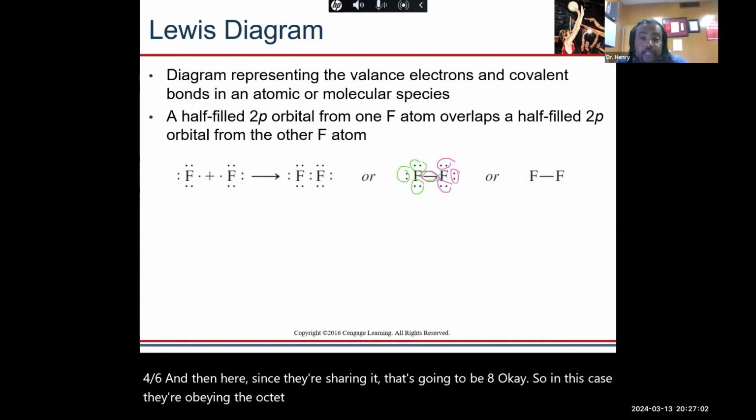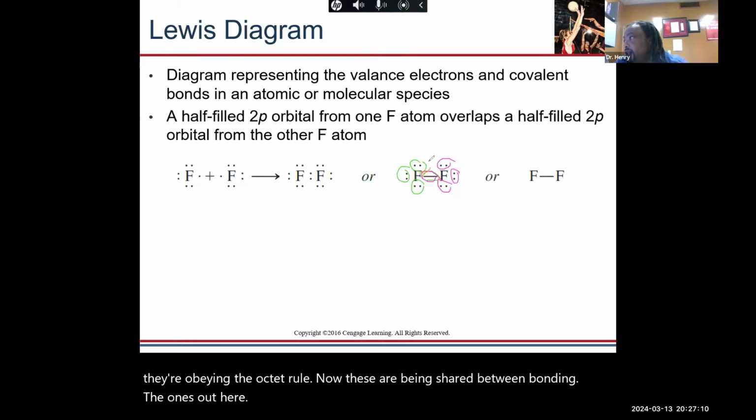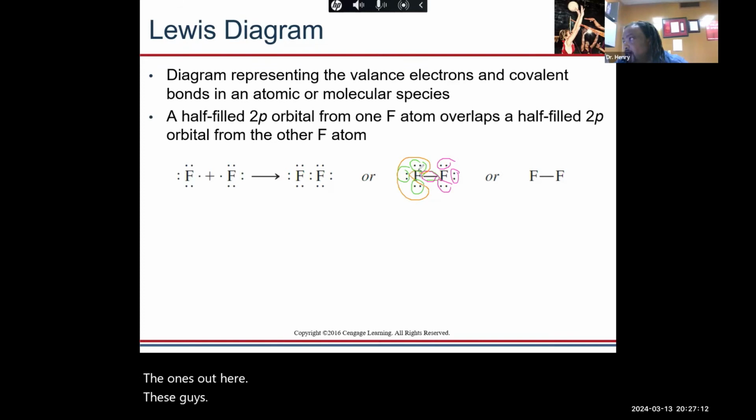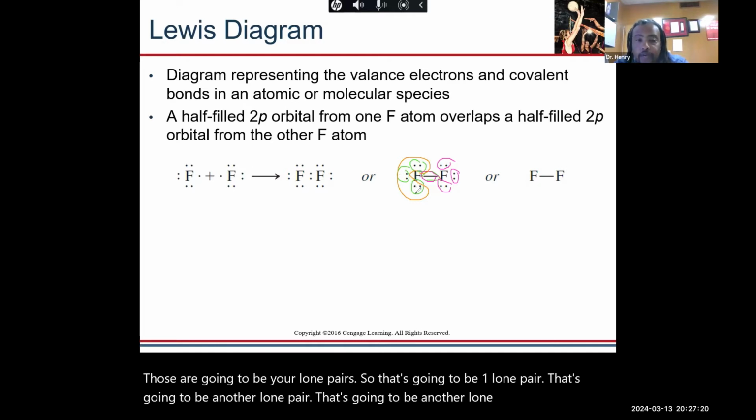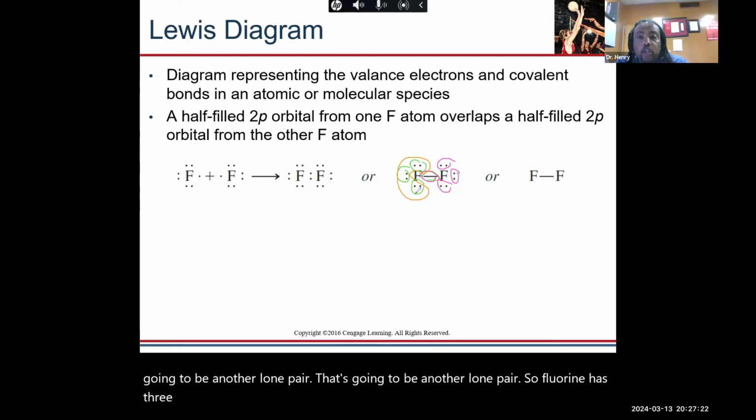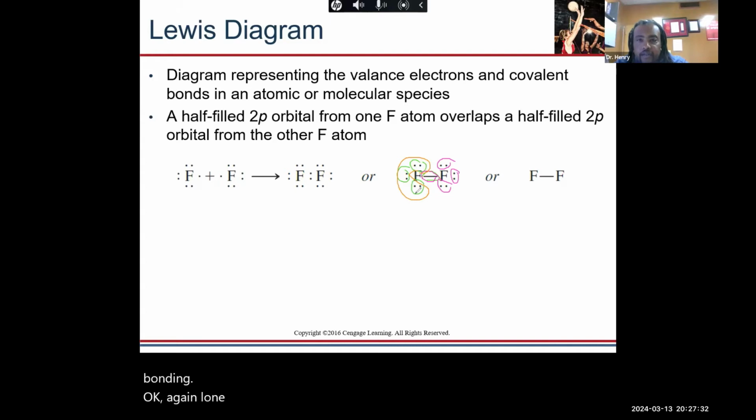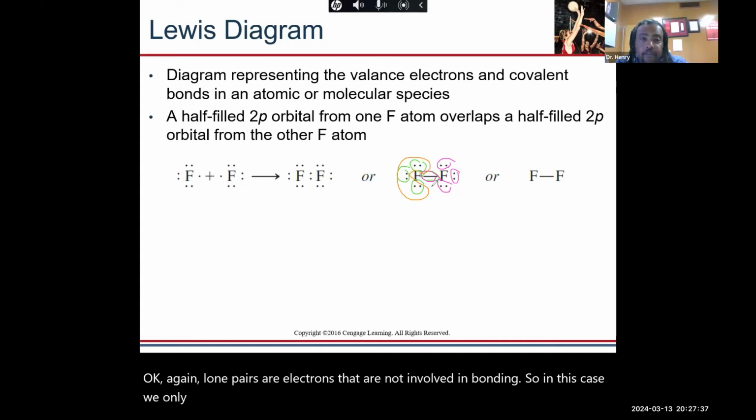Now, these are being shared between bonding. The ones out here, those are going to be your lone pairs. So that's going to be one lone pair, another lone pair, another lone pair. So fluorine has 3 lone pairs around it. Lone pairs are electrons that are not involved in bonding. Okay. Again, lone pairs are electrons that are not involved in bonding. So in this case, we only have these electrons that are going to be involved in bonding.